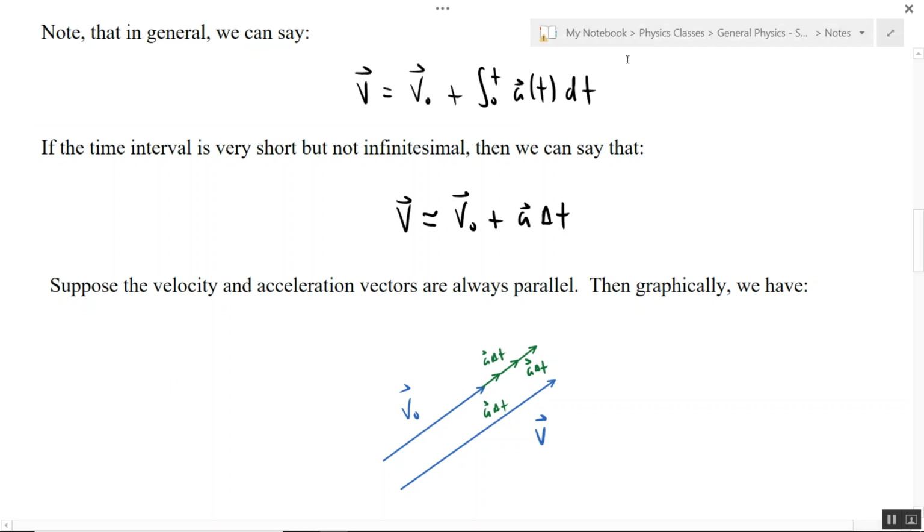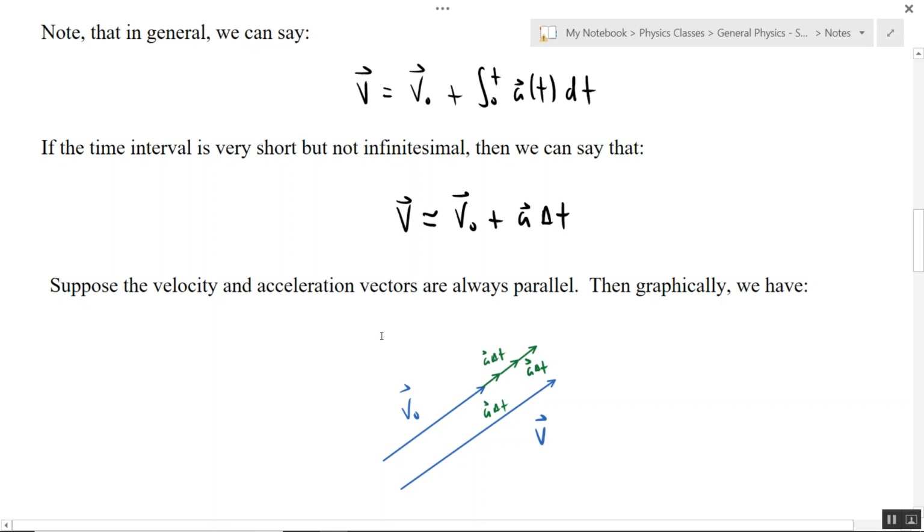Okay, so suppose this integral isn't an integral. The dt is a really short time, but it's not infinitesimal. So how you can find the final velocity vector given the initial velocity vector, if delta t is really small, is approximately equal to this thing here. In other words, if you take the initial velocity vector, and you know the acceleration vector, and you multiply it by a tiny bit of time, you get the final velocity vector. Everyone kind of understand what I'm saying here?